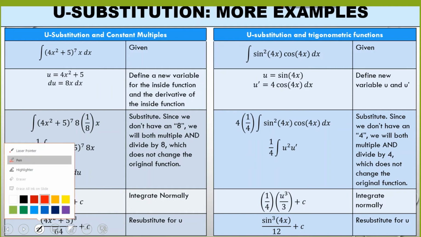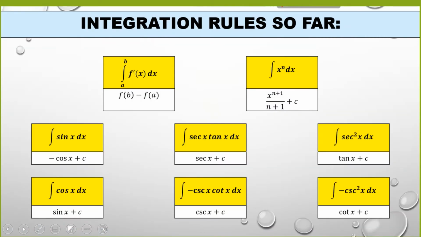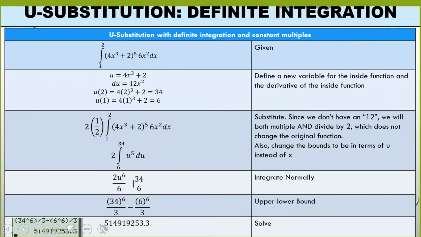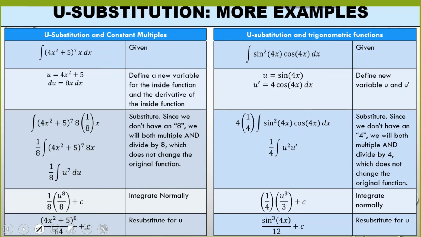And then we'll resub for u. Our u is the sine of 4x. So I'm going to replace this u cubed with the sine of 4x cubed to get my final answer. Any questions on either of these two?